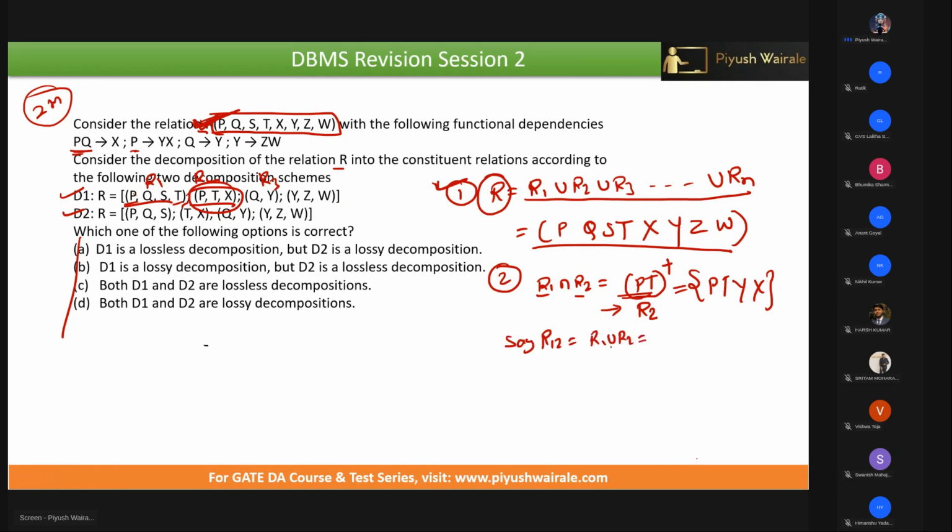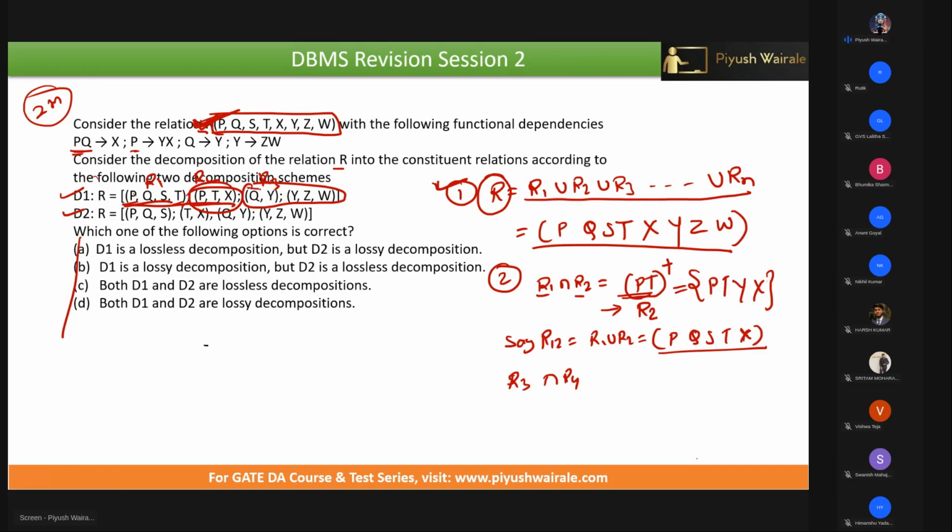Why? Because if I join, I will get these attributes: P, Q, S, T, X. This many attributes we are going to get. So this is basically R12. So we have checked for these two. Now let's go with R3 and R4. Do we have any common attribute? Yes. So let's say, for example, R3 intersection R4 here. You can also consider R12 intersection R3, R12 intersection R4. That is also fine, okay?